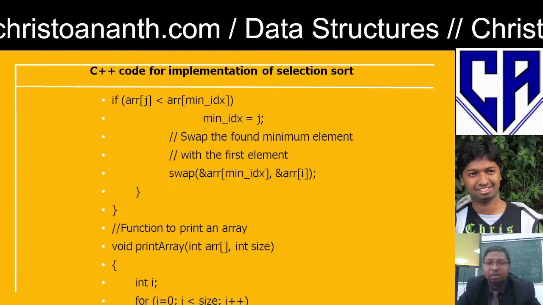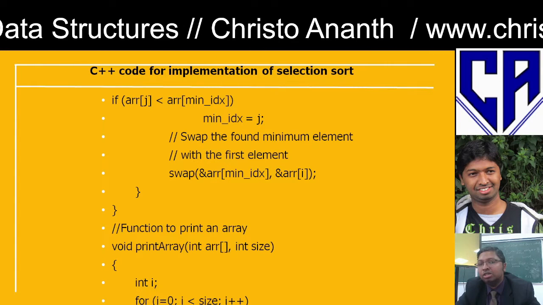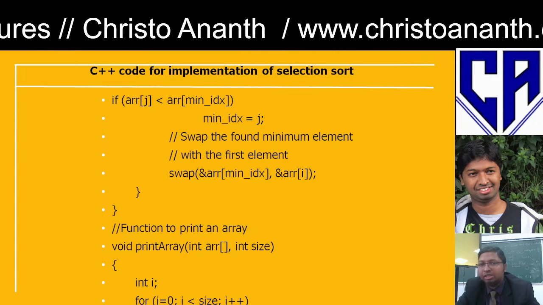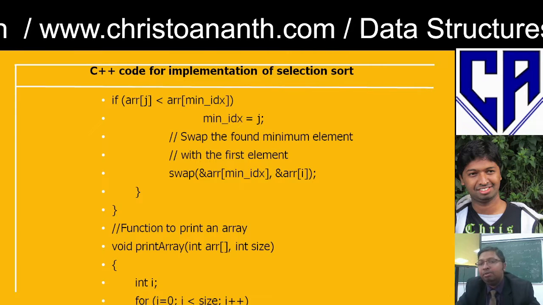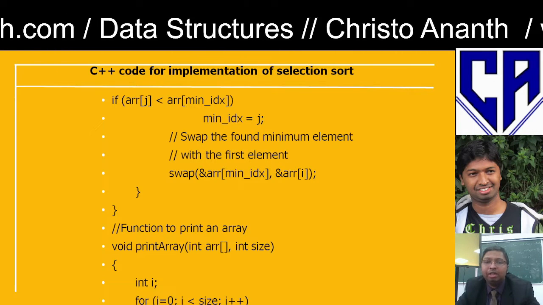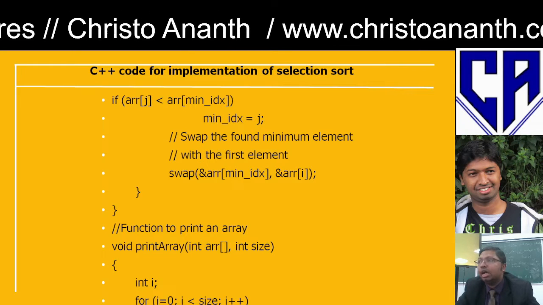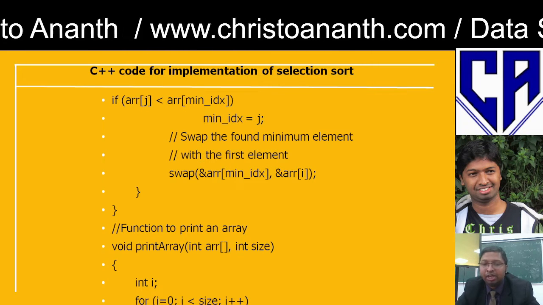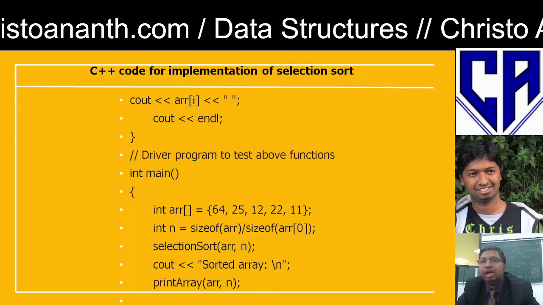Okay. So you go with if arr[j] < arr[min_idx], then min_idx = j, and you swap that element. So swap(&arr[min_idx], &arr[i]), and you have to print the array. So void printArray(int arr[], int size), and you go with int i. For i = 0; i < size; i++. Then you print arr[i].